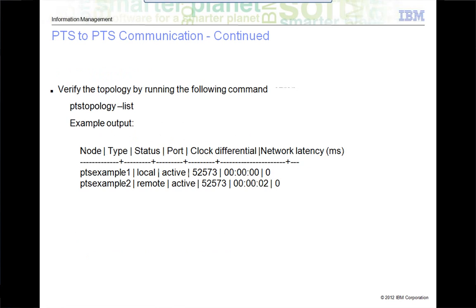So if the clock differentials are huge, I have seen this before, if it is not anything reasonable, like 1 or 2 seconds, sometimes it displays huge numbers. That means PTSs are not communicating with each other, and there is something wrong with the WAN setup. So you would have to work with the customer's network team to figure out what the issue is. But hopefully, before even we get here, the installation team would have verified the communication between NPS host and the PTS host, and also between the PTS hosts. So when we get there and execute this command, we won't have any issues.